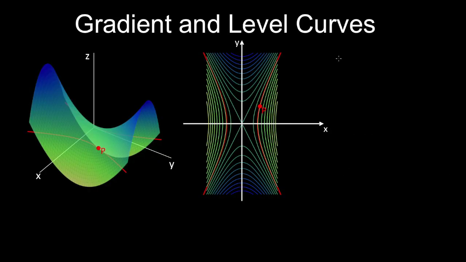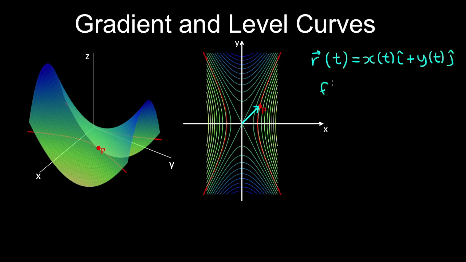Recall that a curve in the xy plane can be parametrized using the parameter t, and the position vector to a point on the curve as a function of t, so that's measured from the origin, is the x coordinate of the point in the i direction plus the y coordinate of the point in the j direction.